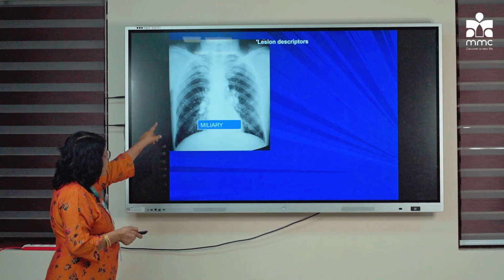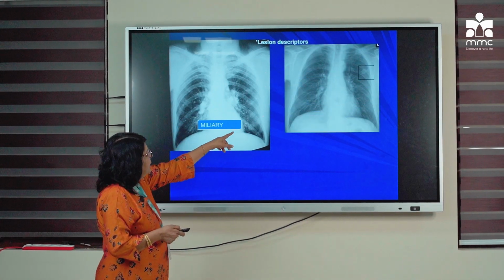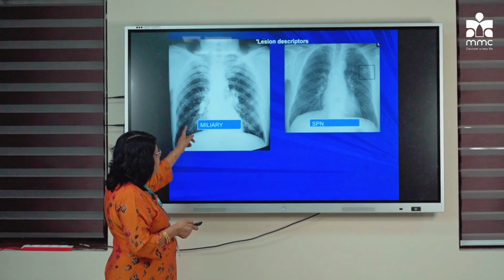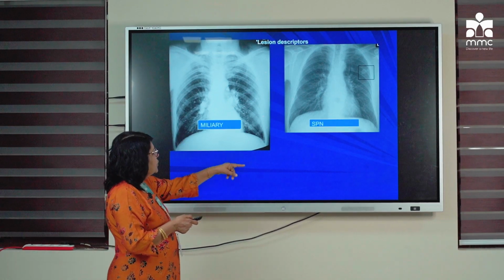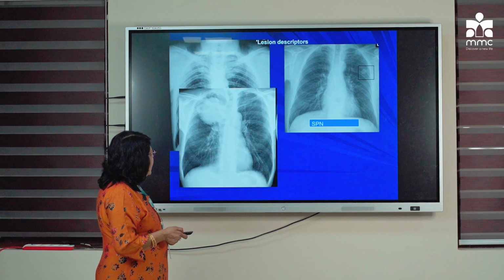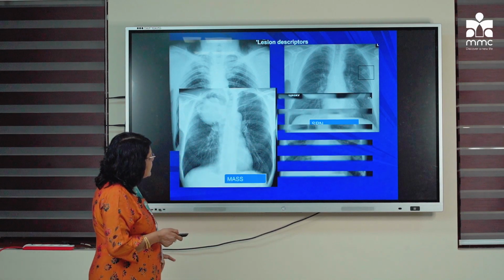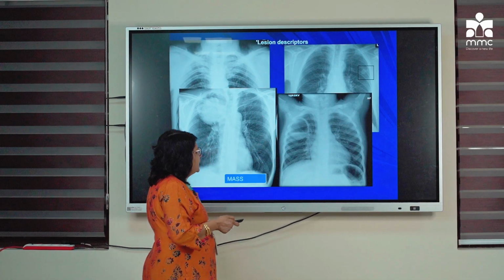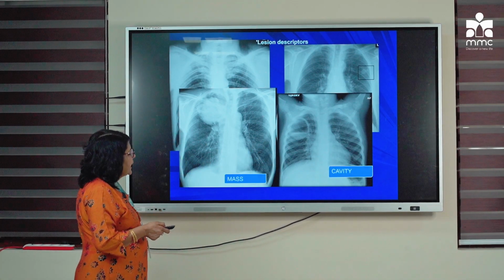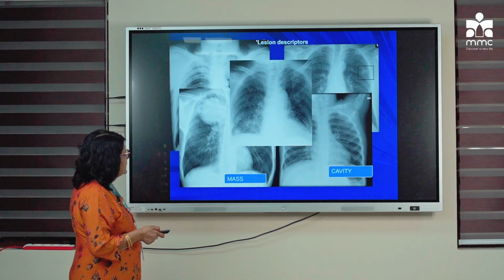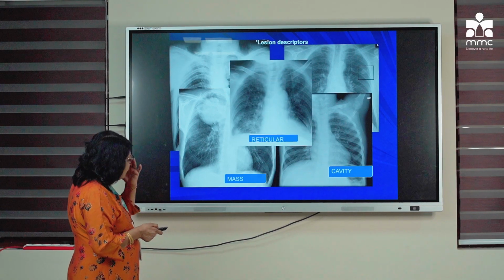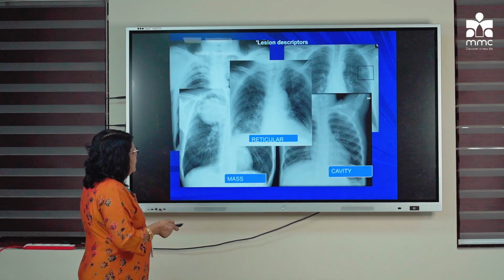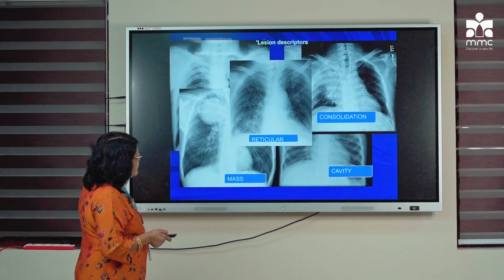And to describe a lesion in the chest, you should know the lesion descriptors. It is miliary when there are small lesions, up to 2 mm. Nodular goes from 2 to 5 mm, and you call it a mass when it is more than 3 centimeters. It becomes a cavity when there is air, and if it has fluid, you call it an air fluid level. It can be a lung abscess or cavitary metastasis. It can be reticular when there are thin linear shadows, which you see in pulmonary edema or diffuse interstitial lung disease.